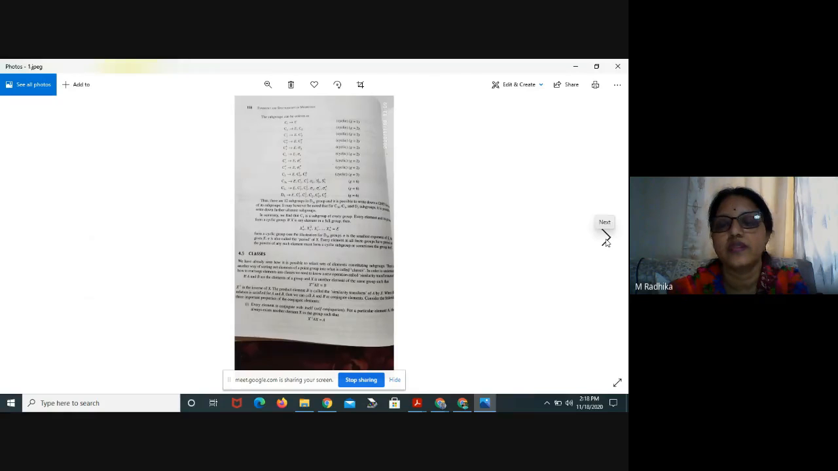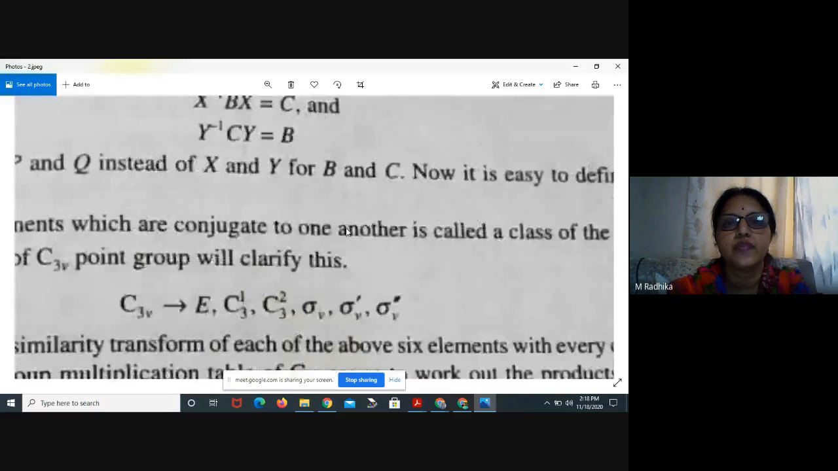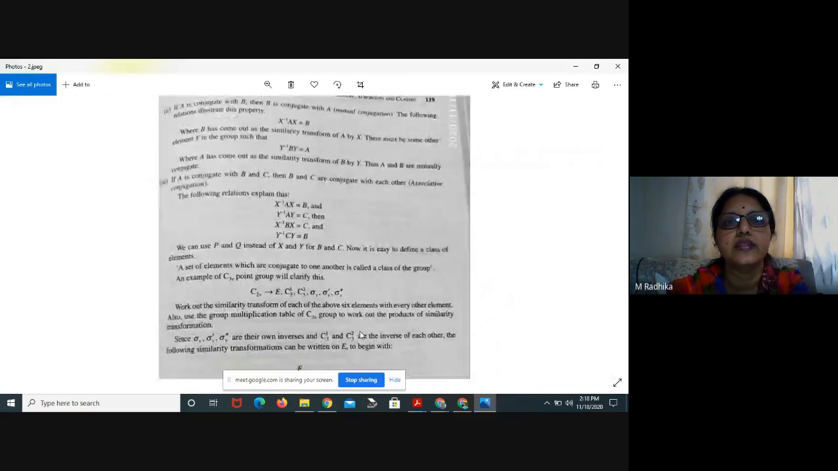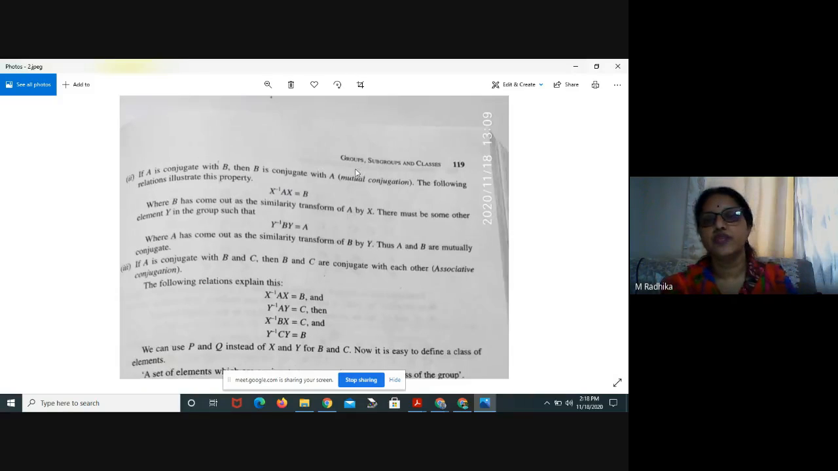Then the second rule. So first thing we are telling is self conjugation, that is, every element is a conjugate of itself. Now, second thing I will tell is that if A is conjugate with B, B will be conjugate with A. So that is a mutual conjugation. First one is self conjugation. Second one is a mutual conjugation. So how do I represent this?